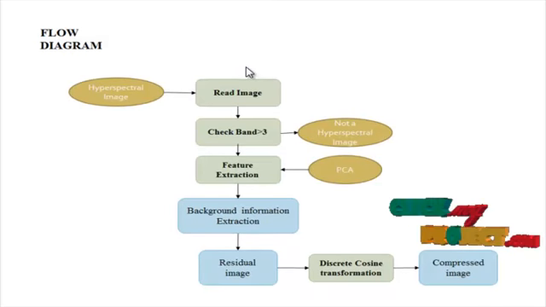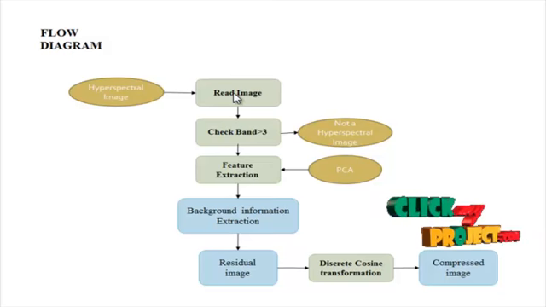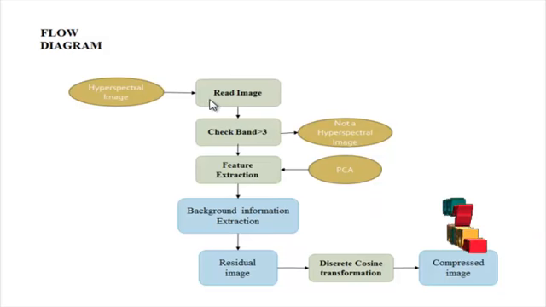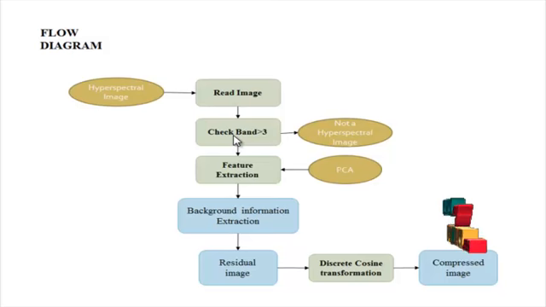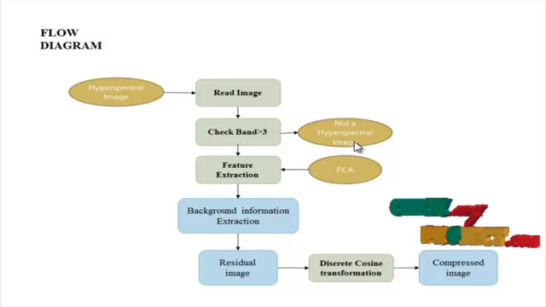Let me discuss the flow diagram for our process. Here we read the input image from the dataset folder. Here we need to read the hyperspectral image. Check whether the number of bands of the input image is less than 3. If yes, then it's not a hyperspectral image, because a hyperspectral image has more than 3 bands.